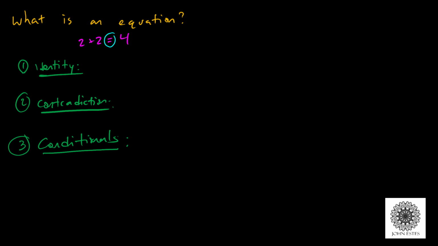Okay, and so in particular, from a logical standpoint, we have three categories of equations. You have identities, contradictions, and conditionals. And so I just kind of want to address what each of these are real quick.